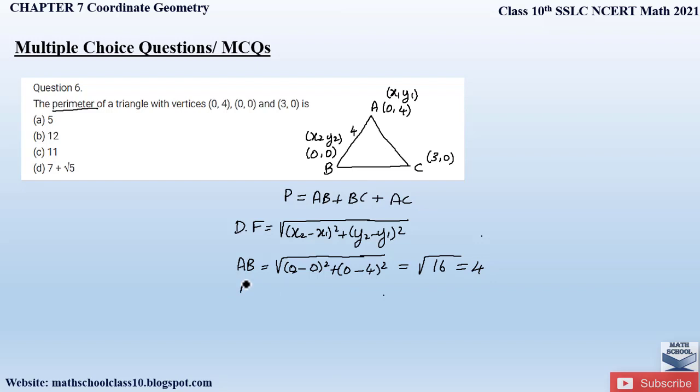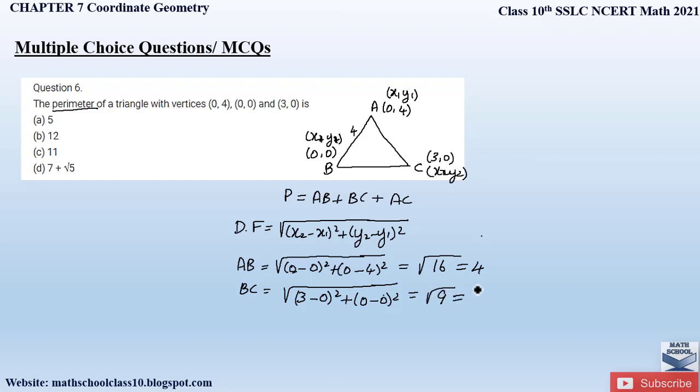Now let us calculate BC similarly. BC is equal to, now here let us assume point B to be x1, y1 and point C to be x2, y2. Okay, now we can apply the formula. x2 is 3 minus 0 the whole square plus y2 is 0 minus 0 the whole square. So again square of 3 square is 9.